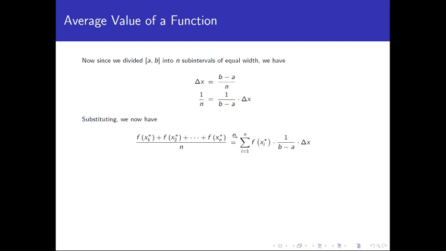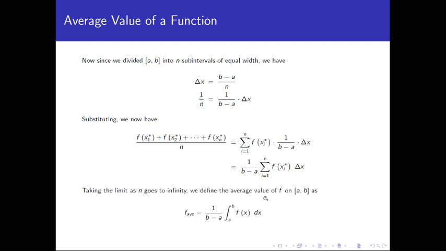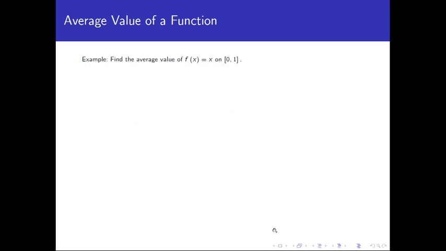Going back to our summation that we had on the previous slide, take out the 1 over n, put in 1 over b minus a times delta x. Pull that out in front, and I really do see now a Riemann sum here. So then if we take the limit as n goes to infinity, we get the average value is defined as 1 over b minus a times the integral from a to b of f of x dx. So there's our formula for average value.